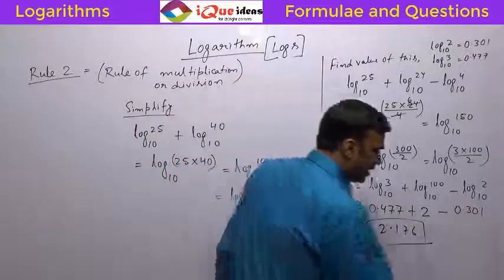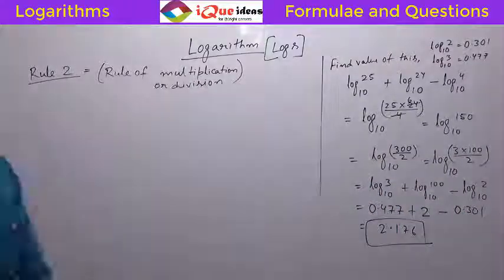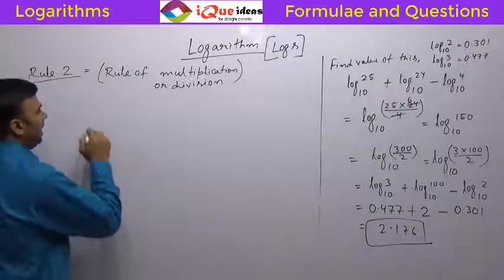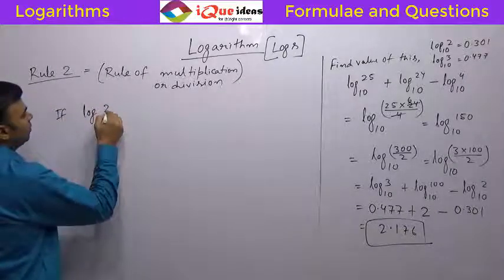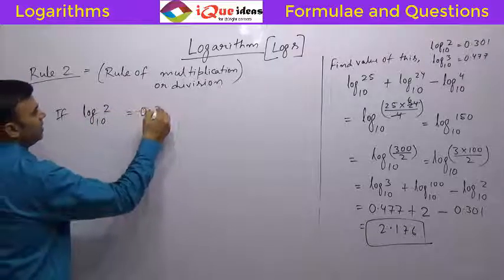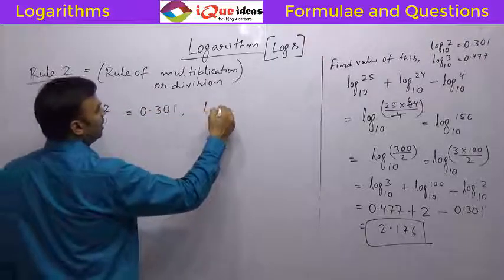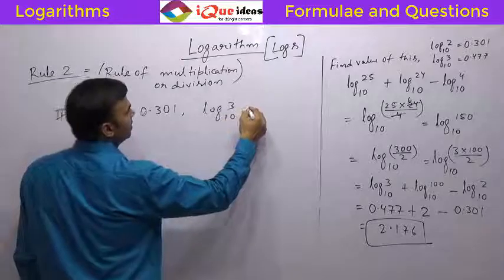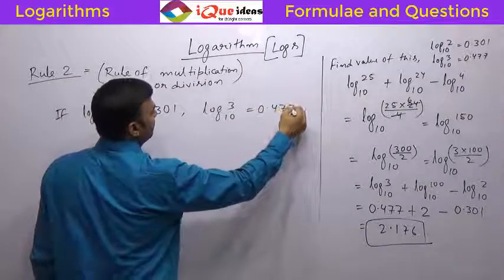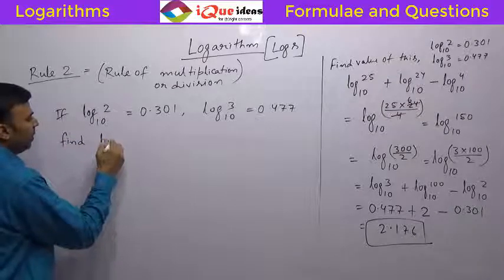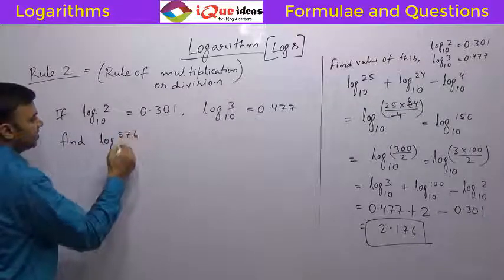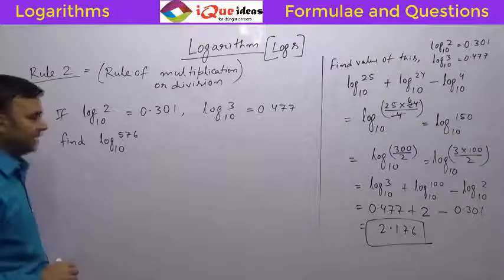So this is the second rule of log. Suppose we use the same data and it says, suppose it is given that log 2 to the base 10 is 0.301, log 3 to the base 10 is 0.477. And the question says, find the value of log 576 to the base 10. How do we do this? Let's see.